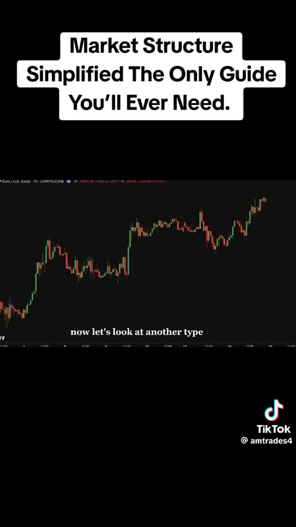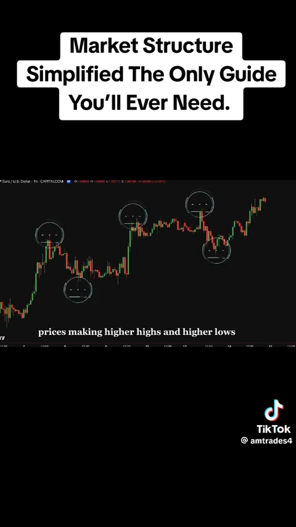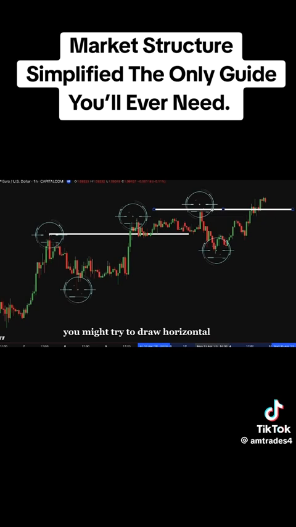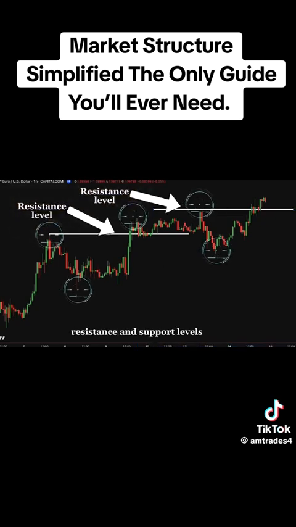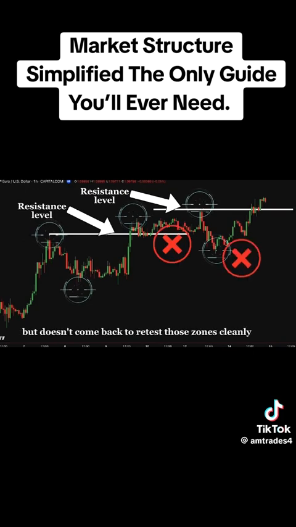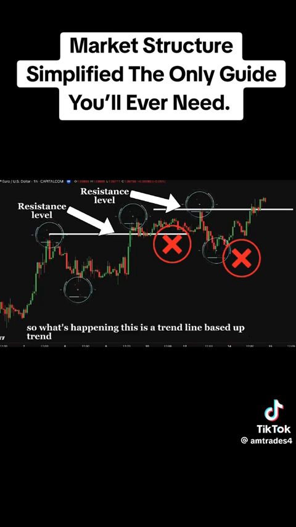Now let's look at another type, trendline-based trending market. Take a look at this chart. It's clearly in an uptrend, price is making higher highs and higher lows, but something feels different. You might try to draw horizontal resistance and support levels, but this time, price isn't respecting them. It breaks above them, but doesn't come back to retest those zones cleanly. So what's happening? This is a trendline-based uptrend.